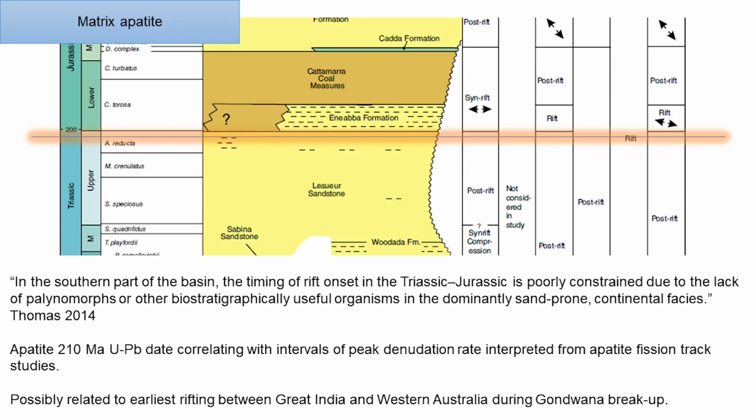It's useful to have that time constraint because the palynology is quite difficult through this section of the basin. The 210 age also corresponds to other isotopic evidence of peak denudation within the region, when we're getting uplift and the formation of extensional space as well, roughly at the same time.